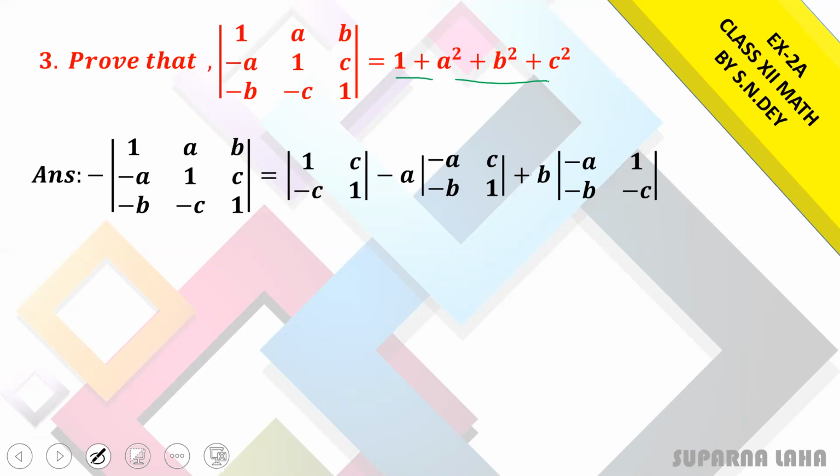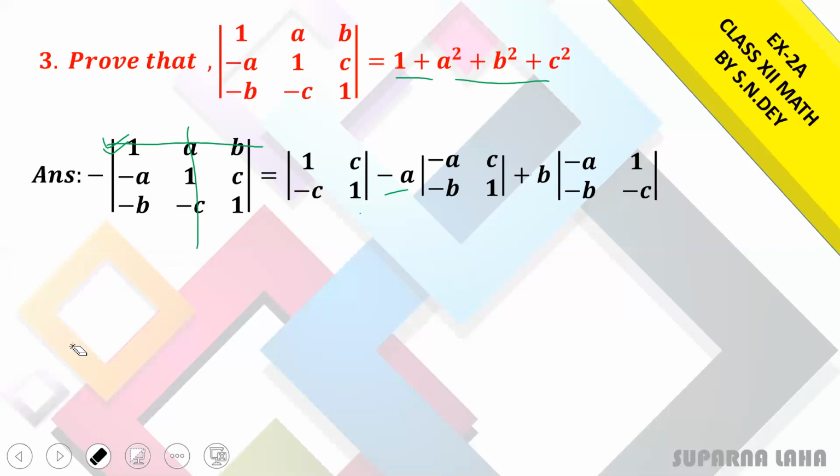Just break this determinant, since you don't know the properties of determinant and you can't apply row operations or whatever properties of determinant there are. So just break it with respect to the first row. Here I'm taking this first row. You can choose any row, any column. With respect to this column or row, just break this determinant. So 1 into, just remove the first row and first column. So remaining terms are 1, C and minus C, 1. And again remove the first row and second column. So minus A, C; minus B, 1, and multiply with minus A.